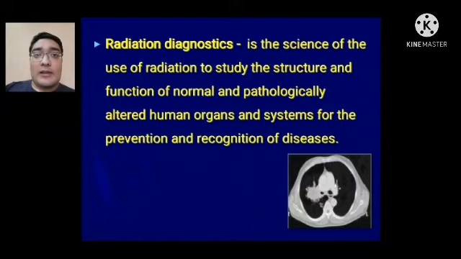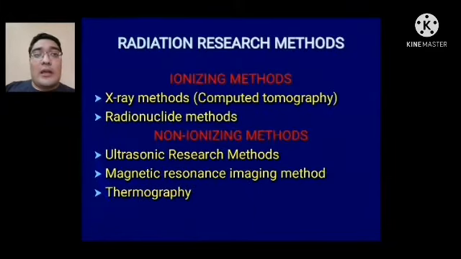Write down this, please, after the pause, and write down this. This is the radiation research methods. All radiation research methods are generally divided into two main groups. First is X-ray methods, which are X-ray, ultrasound, fluoroscopy, CT scan, and the second one is radionuclide methods. Radionuclide methods use radionuclides and RPH, radiopharmaceuticals.